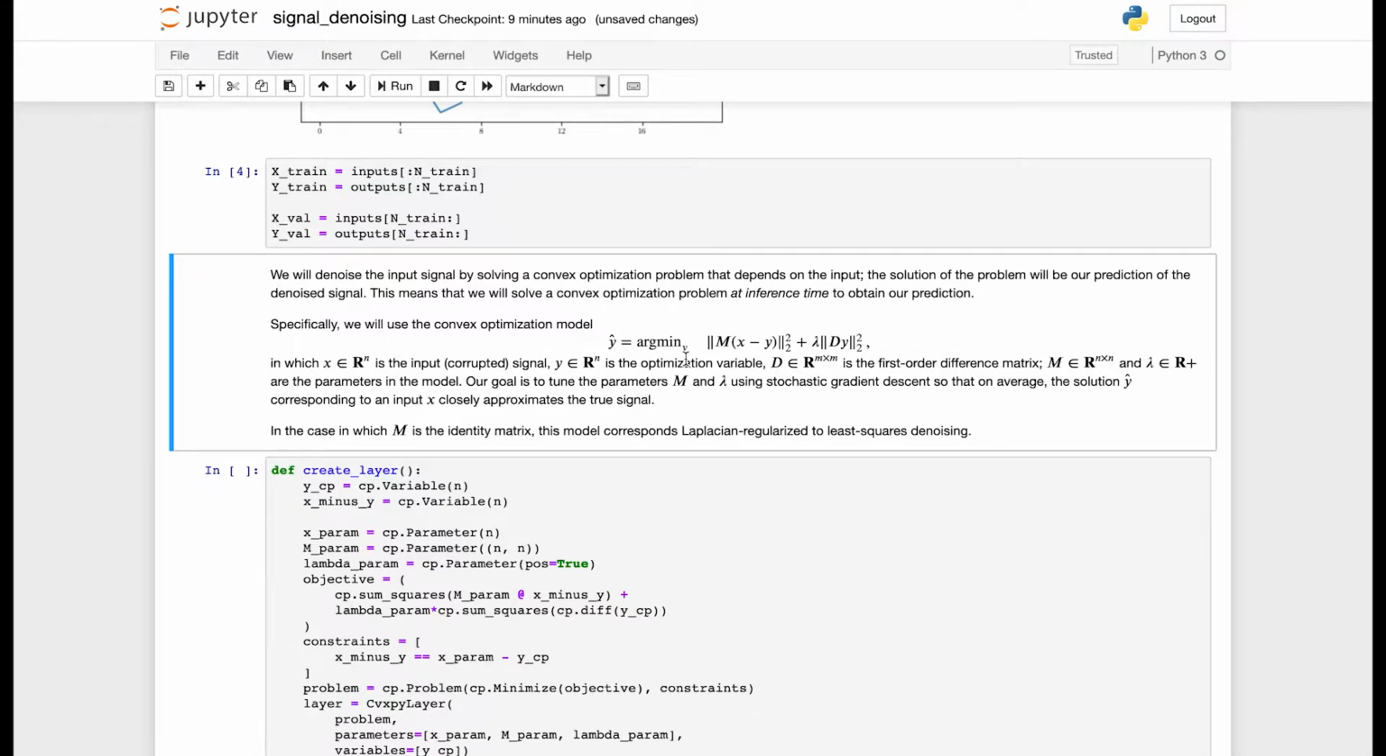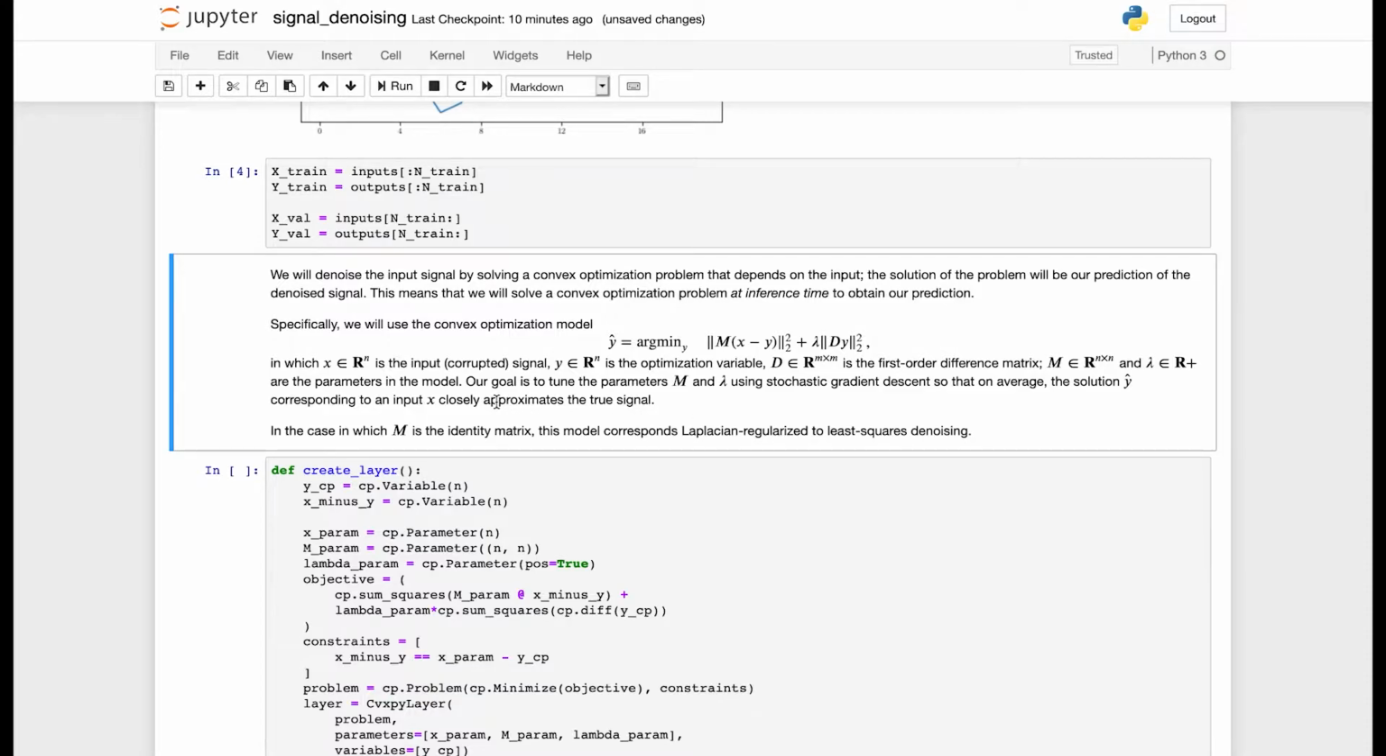This problem is parametrized by x. It's the input, so it depends on the input x, and the variable is y. D here is the first order difference matrix, so it just computes the difference between adjacent components of the output signal y. The parameters theta that we're going to tune are the tuple of the matrix M, which is in R^(n by n), and the scalar lambda, which is non-negative.